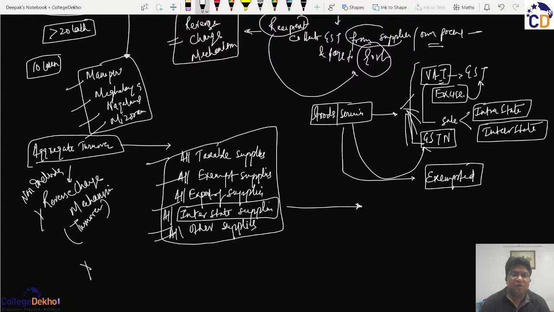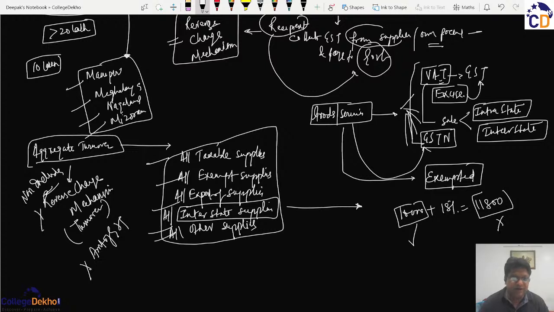Similarly, when you make a transaction of say 10,000 and you have charged tax of 18%, the value comes out to be 11,800. So this is the value of supply. This 11,800 is not the value of the supply. I'm again repeating, therefore any amount of GST, whether CGST, SGST, IGST, whatever, will also not be included in calculating the aggregate turnover.